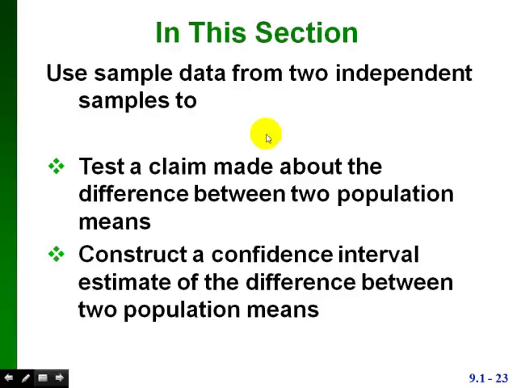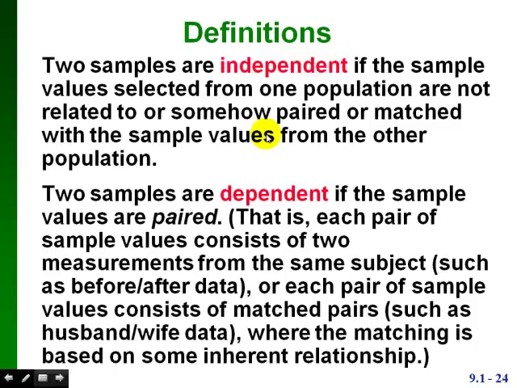So this is where we've got just two different samples. Populations aren't related to each other. And we can either test a claim about the difference between the two means, or we can construct a confidence interval estimate. Okay, so again, when we're talking about independent, that means that the members of one population aren't paired or matched with the other population.